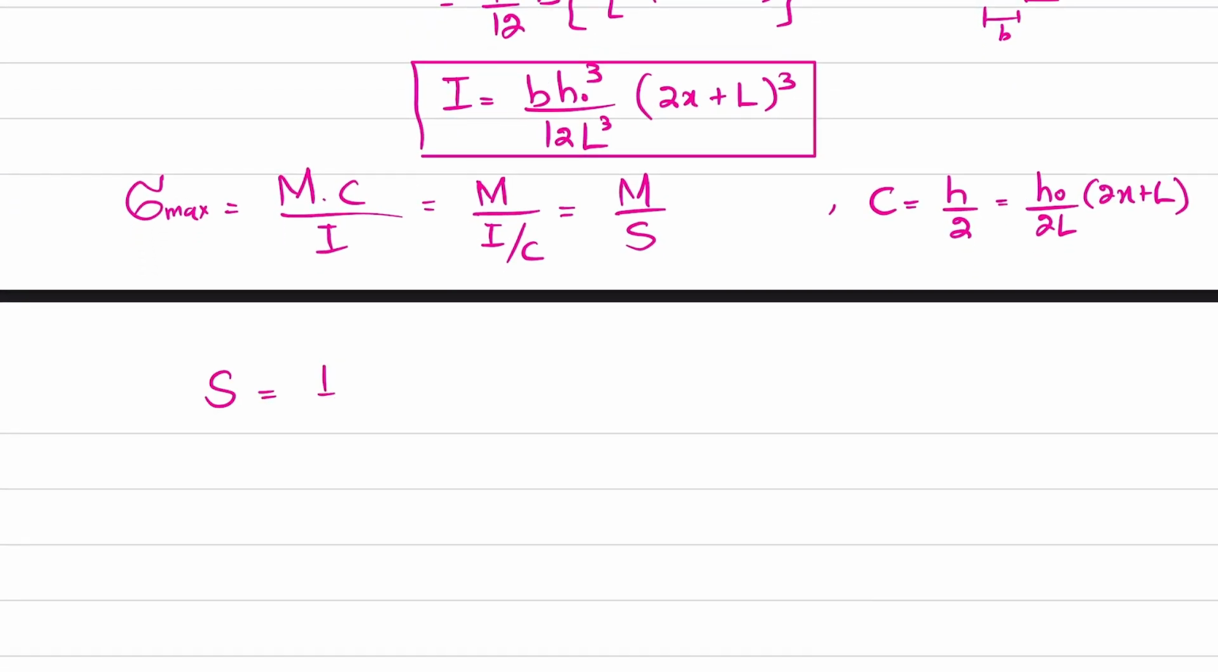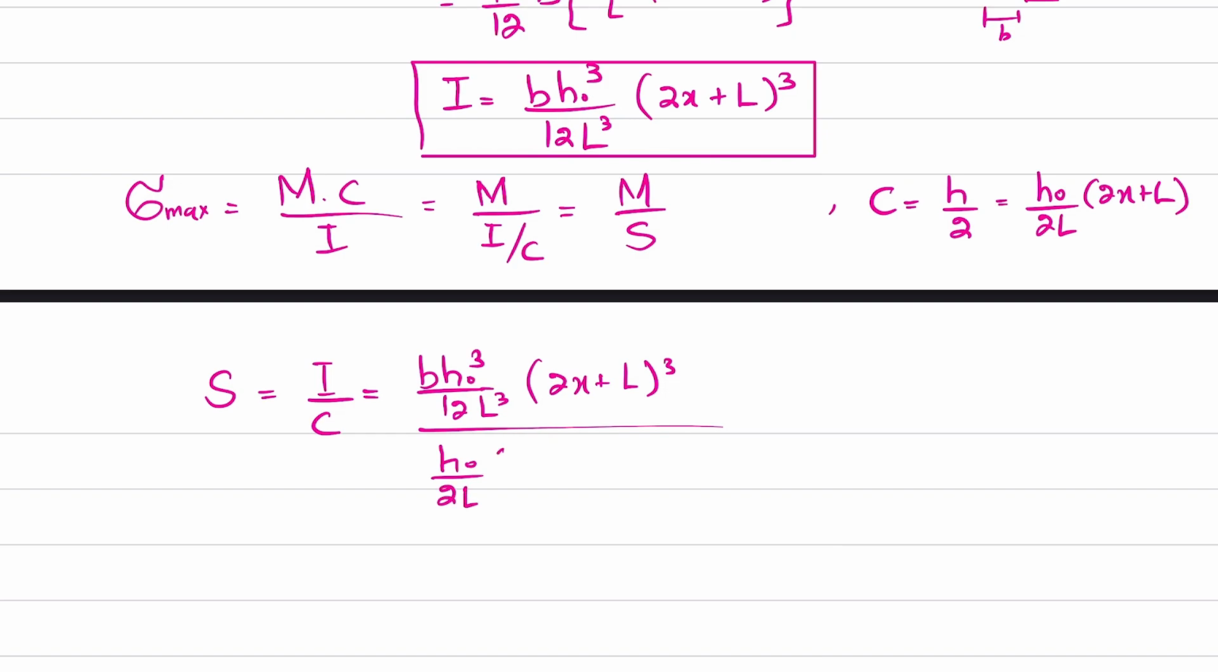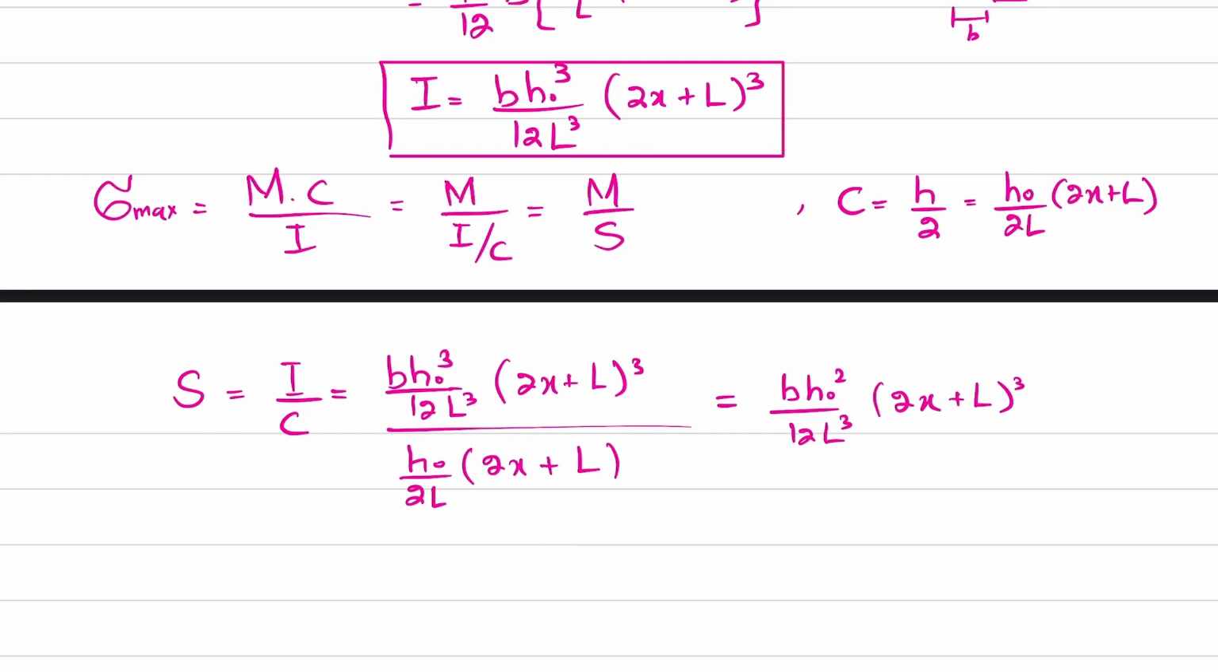Now we can find S. S is equal to I divided by C. So I is equal to b h naught cube over 12 L cube into (2x plus L) whole cube, divided by C, which is h naught over 2L into (2x plus L). So when you simplify it, you will get S equal to b h naught square over 12 L cube into (2x plus L) whole square. Okay.